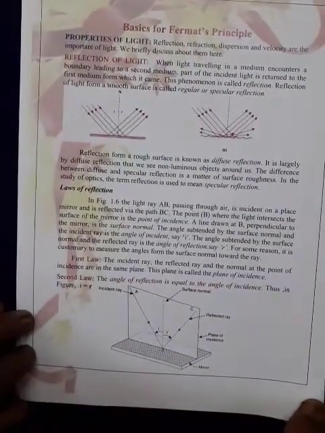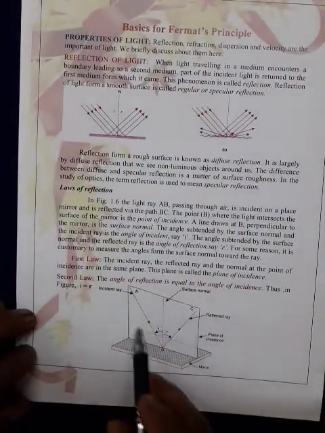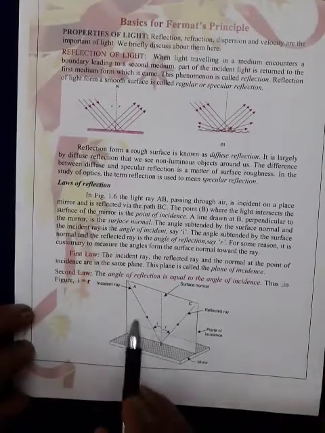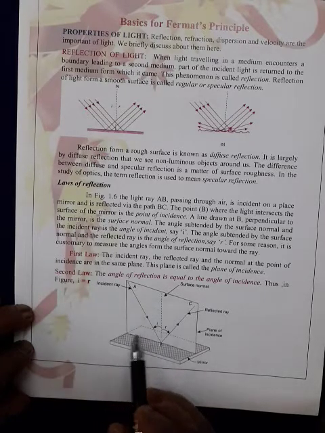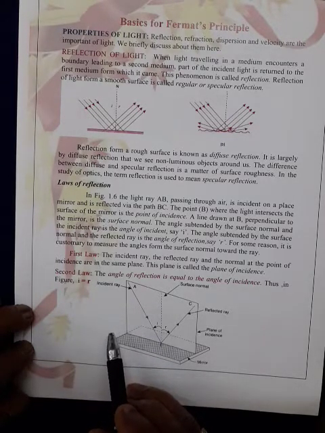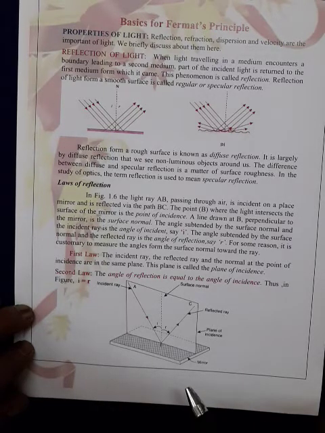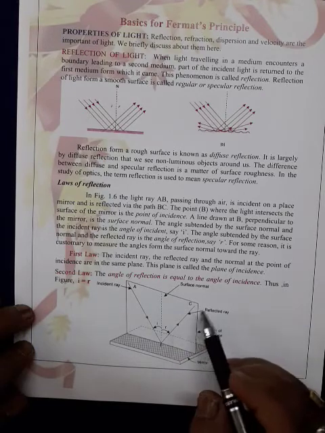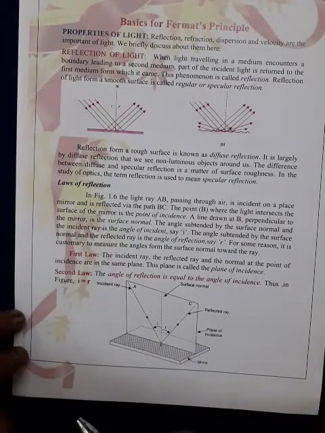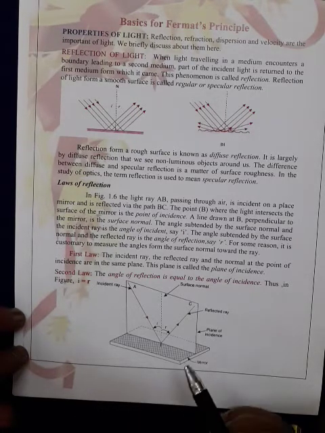Here in the diagram we can see the light ray AB passing through the air. Here air is the medium from which the light is passing. The light ray AB passing through air is incident on a plane mirror and is reflected via the path BC. The point B, where the light intersects the surface of the mirror, is called the point of incidence.